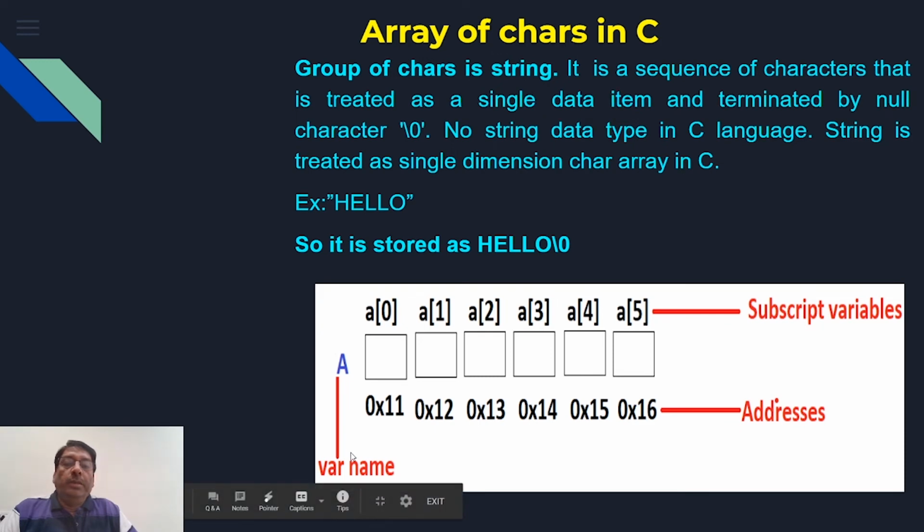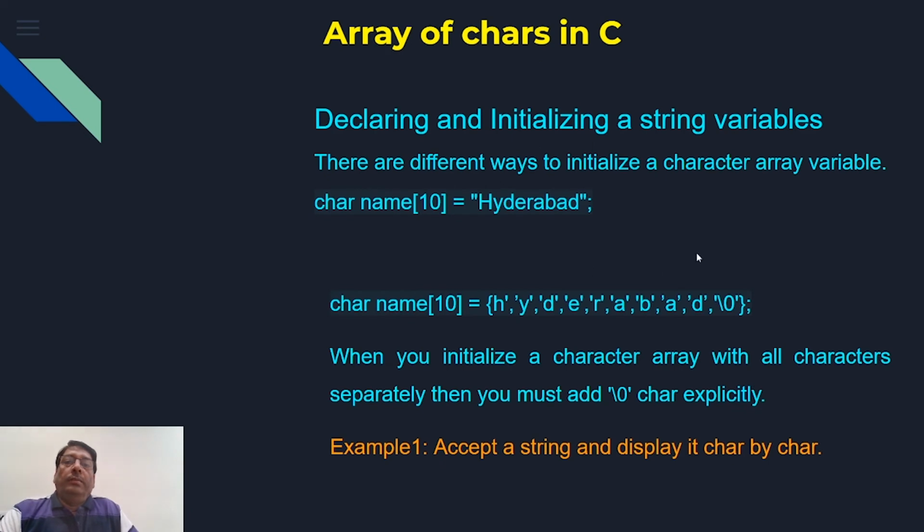So this is the variable name, this is the address, and these are the subscript variables. So when you say array of 6, it will start with 0 and then it will go up to a of 5. What we are trying to understand is that whenever you store a string in C language, the last character, or the end character, is going to be a null character. So, array of characters in C language, we'll try to understand more details about this.